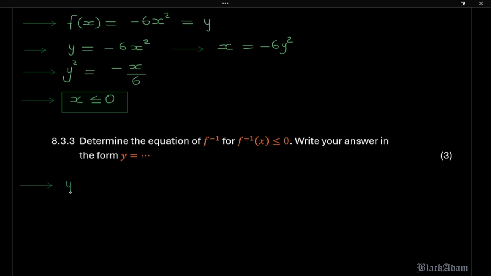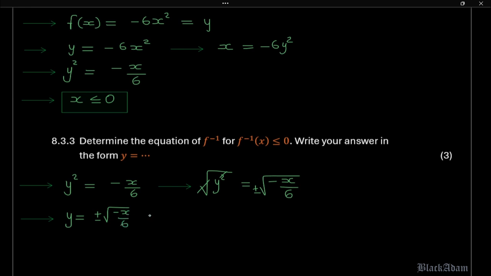It says we have to determine the equation of the inverse in terms of y equals. We take the equation, y squared equals negative x over 6, and then we take the square root of both sides, plus or minus. So y is equal to plus or minus the square root of negative x over 6. And again, the condition is that x is less than or equal to 0.